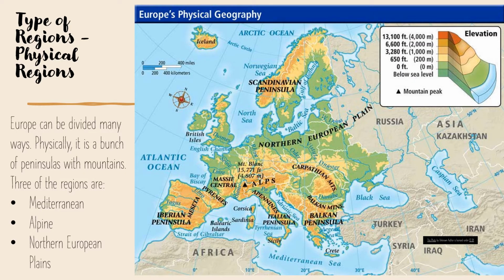So we've got Europe right here, and Europe can be divided up many ways. It has been described as a peninsula of peninsulas. That it just kind of sticks out, completely surrounded by water there, with peninsula after peninsula, and then of course a whole bunch of mountains. But it can be divided up into three physical regions. So physical regions meaning divided up based on the physical features.